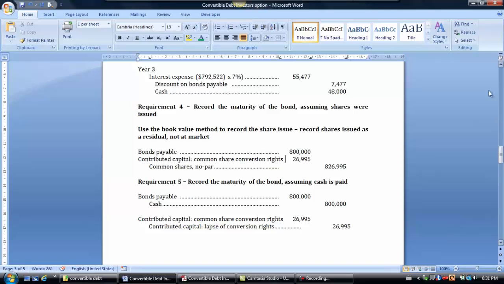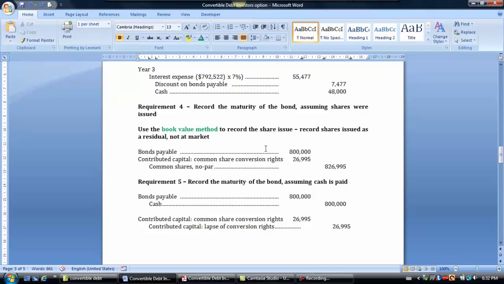debit that account, just on the wrong side of the ledger there. We're going to debit the conversion rights account because we're going to remove them from the books, remove the bonds, and then issue the common shares at what we would call their book value. So this method is called the book value method when you're actually recording the share issue.